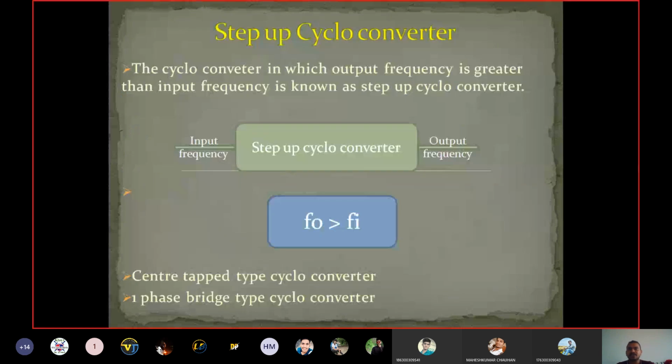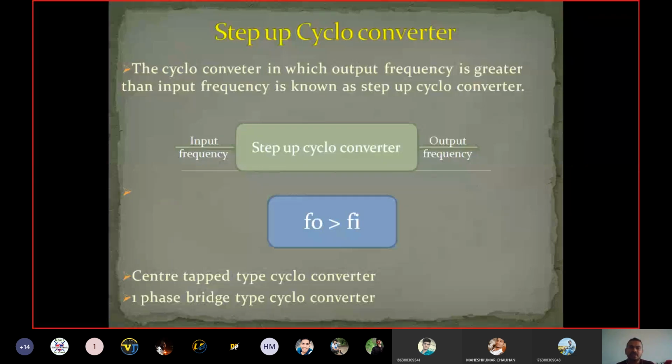So step up cycloconverter, we already discussed this, but once again we brief it. The cycloconverter in which the output frequency is greater than the input frequency is known as a step up cycloconverter. You already studied the transformer. In a step up transformer, the secondary voltage is higher than the primary voltage. Likewise here in a step up cycloconverter, the output frequency is higher than the input frequency.